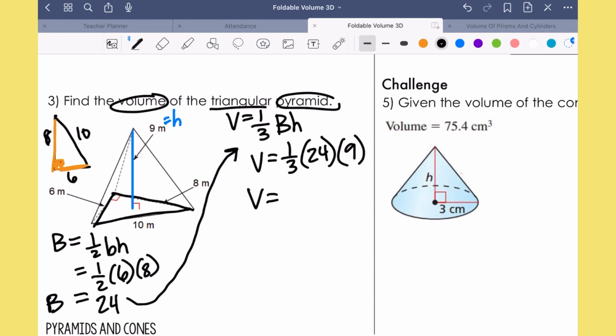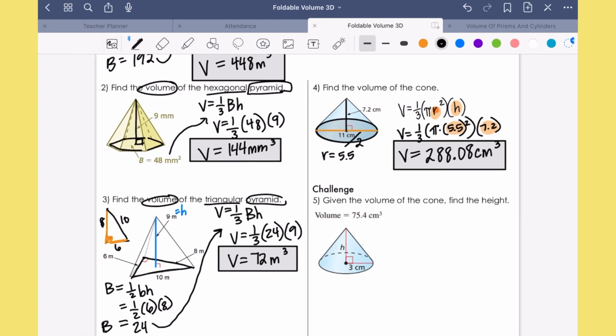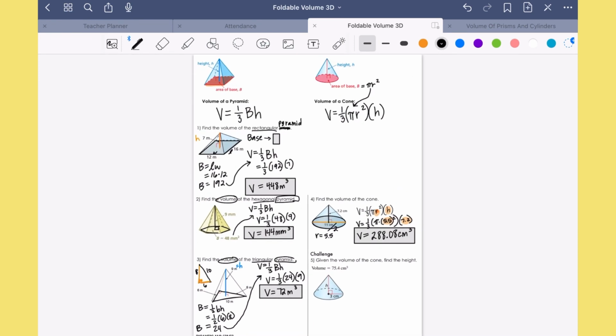That's going to be half of 24 is 12. 12 times 9 is 72 cubed. And if you were able to do this, you're doing a great job. The challenge here was just optional. So if you completed that, come see me at my desk and see if you were able to get the challenge question correctly. Okay, so that is all your notes.